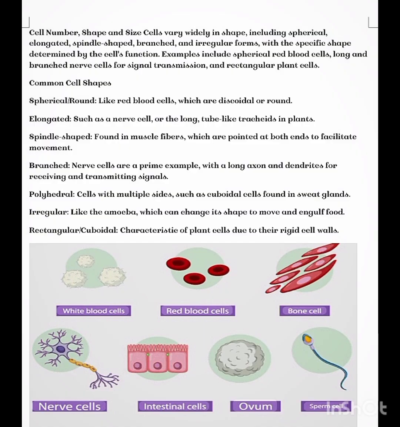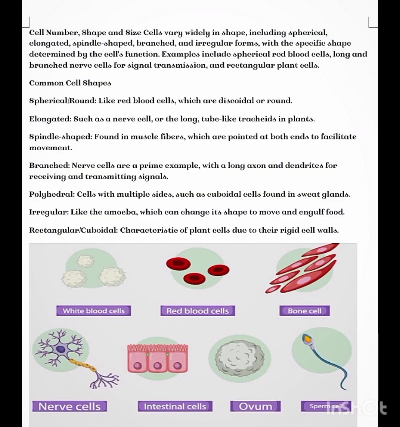Common cell shapes: spherical, round, like red blood cells which are discoidal or round. Elongated, such as a nerve cell, or the long, tube-like tracheids in plants. Spindle-shaped, found in muscle fibers, which are pointed at both ends to facilitate movement. Branched, nerve cells are a prime example, with a long axon and dendrites for receiving and transmitting signals.